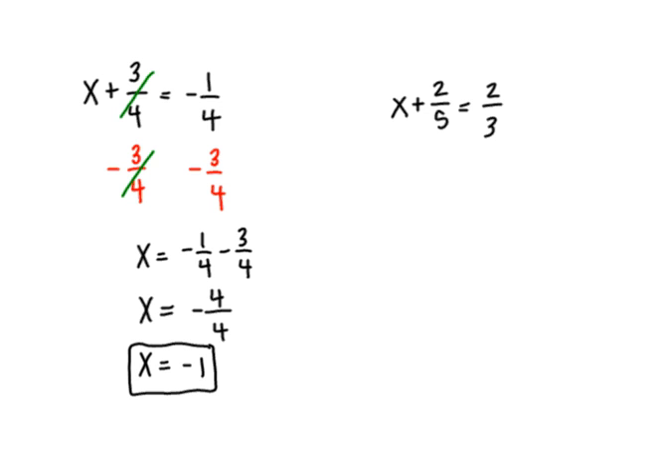My next problem says x plus 2/5 equals 2/3. To get the x by itself, I'm going to move the 2/5. So I'm going to say minus 2/5 on the left and minus 2/5 on the right. So when I do that, a positive 2/5 and a negative 2/5 add out, and that leaves me with 2/3 minus 2/5.